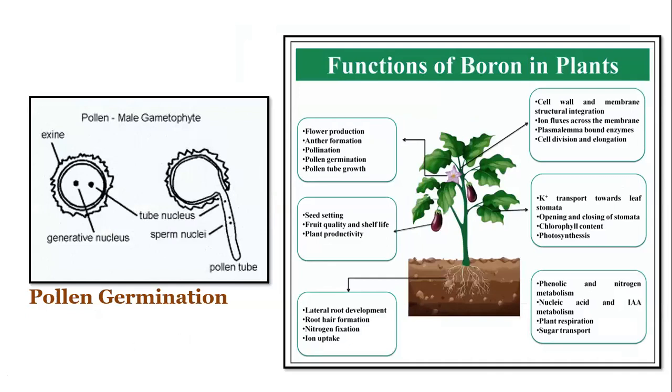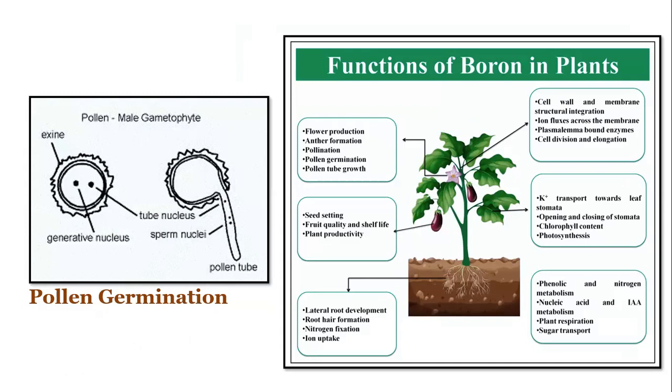Next is boron. Now, boron is essential for pollen germination. It has an important role to play in pollen germination. You can see here how pollen tube is coming out from the exine after breaking the intine, right?